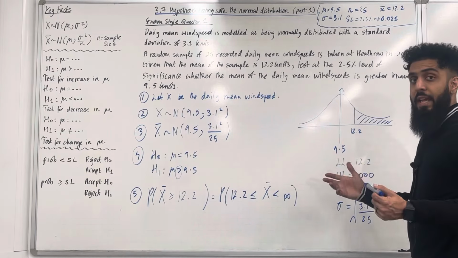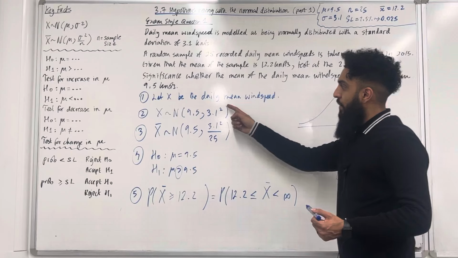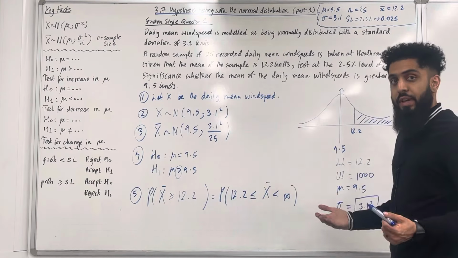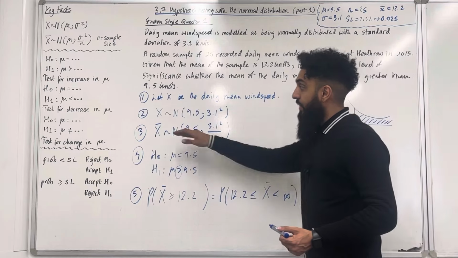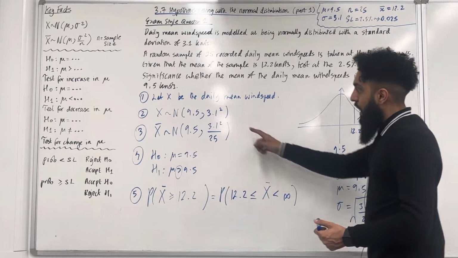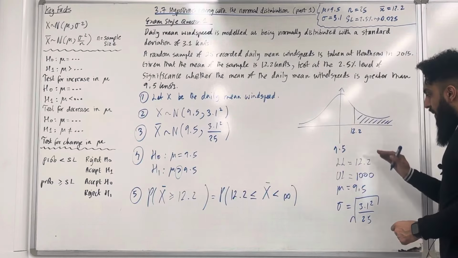Now some students make a common mistake. They take the square root of this over here. That is wrong because the distribution that you're interested in is the distribution for the sample mean of X, not X. Okay, so be careful. Take the square root of this. Right, we've got that there.